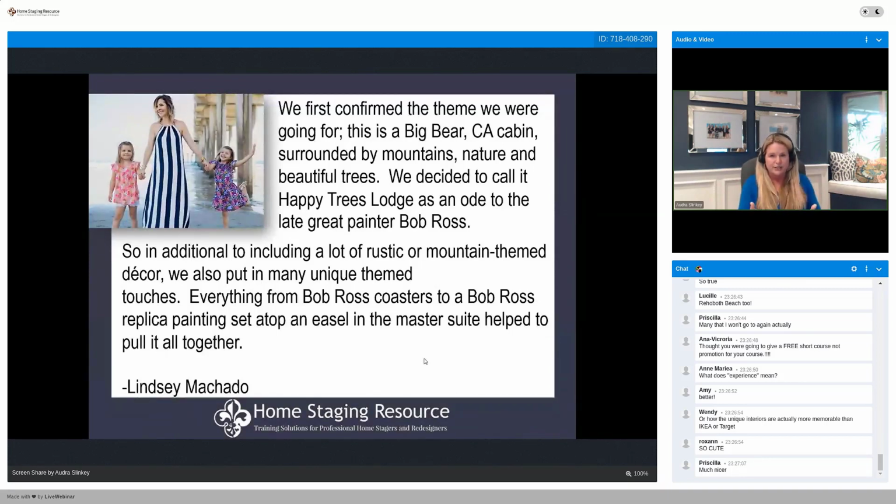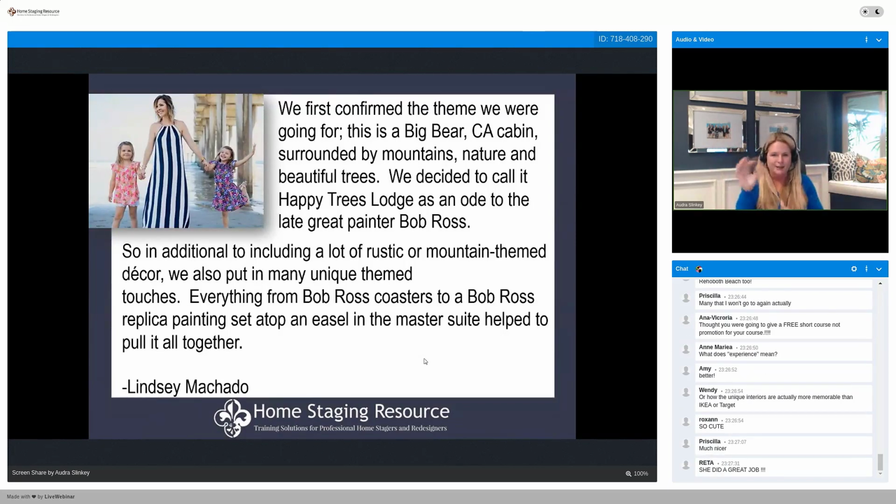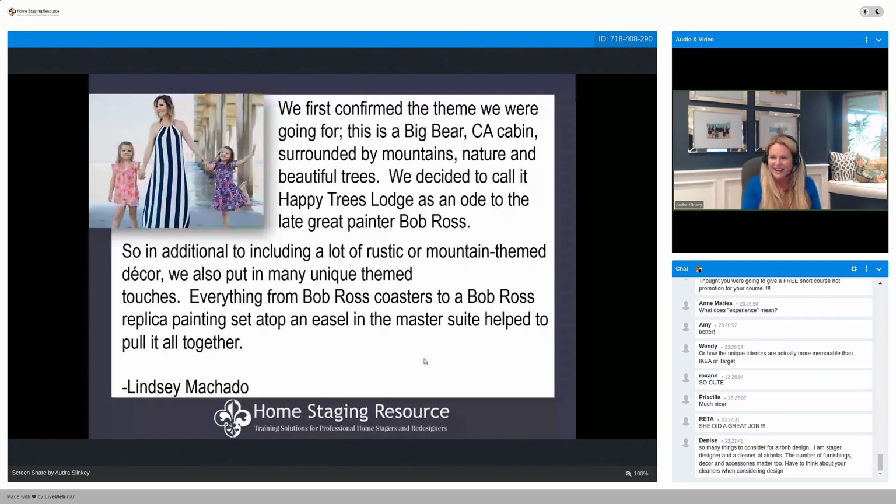In addition to including lots of rustic mountain themed decor, she even renovated a lift chair and added little bears. Everything from Bob Ross coasters to a Bob Ross replica painting set atop an easel in the master suite helped to pull it all together. Right? I know. It's just creative.